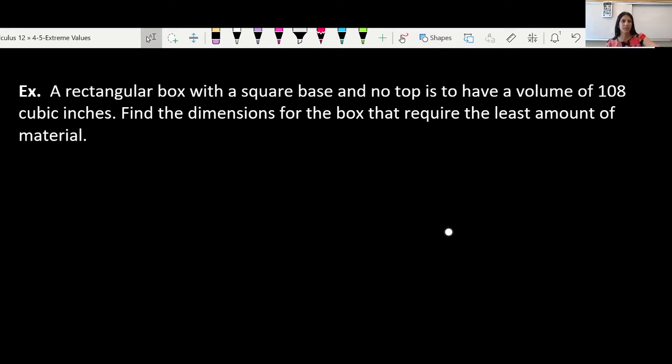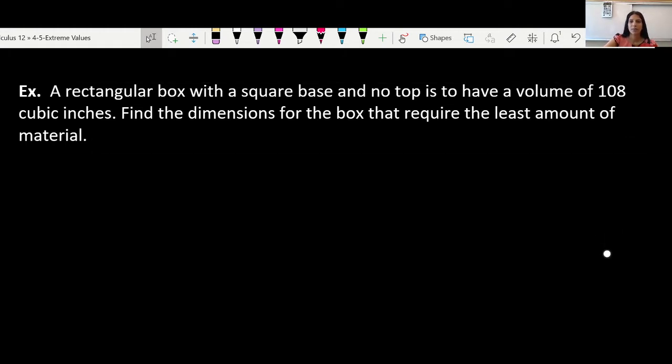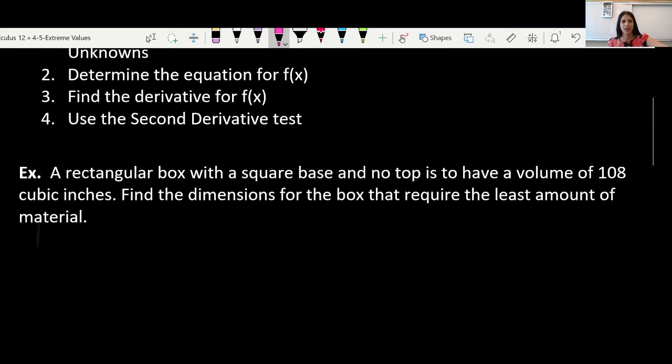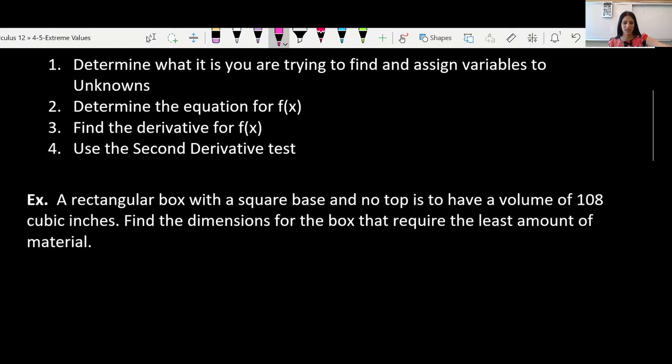So in the first example, it says a rectangular box with a square base and no top is to have a volume of 108 cubic inches. Find the dimensions for the box that require the least amount of material. So if I go back and pull up these steps, it says, determine what it is you are trying to find and assign variables to the unknowns.